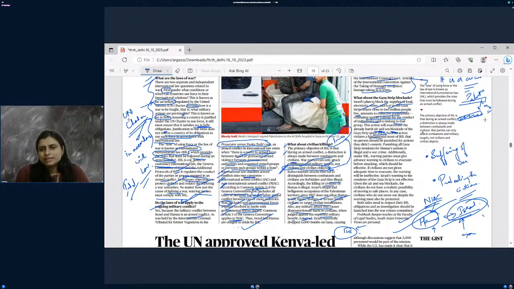Such an action violates a human tenet of international humanitarian law that no person should be punished for actions they didn't commit. Punishing all Gaza Strip residents for Hamas action is illegal and a war crime.